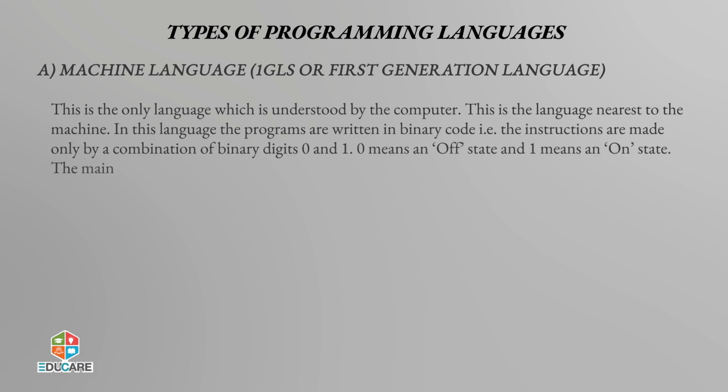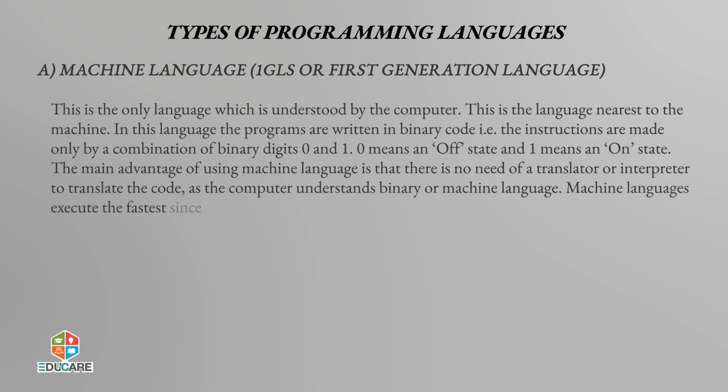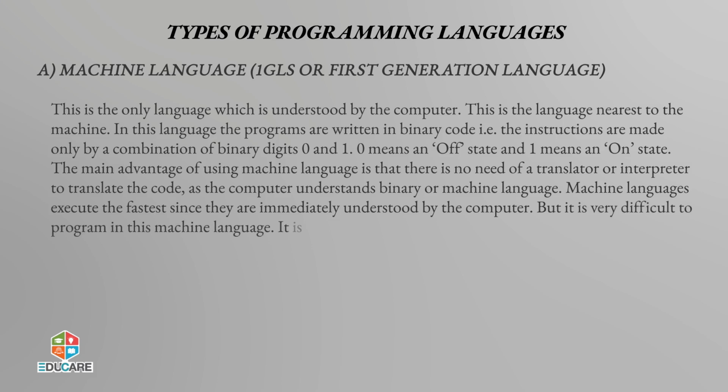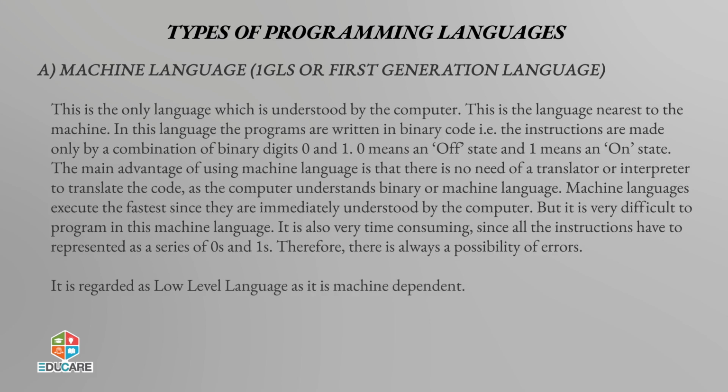The main advantage of using machine language is that there is no need of a translator or interpreter to translate the code, as the computer understands binary or machine language. Machine languages execute the fastest since they are immediately understood by the computer, but it is very difficult to program in this machine language. It is also very time-consuming since all the instructions have to be represented as a series of zeros and ones. Therefore, there is always a possibility of errors. It is regarded as low-level language as it is machine-dependent.